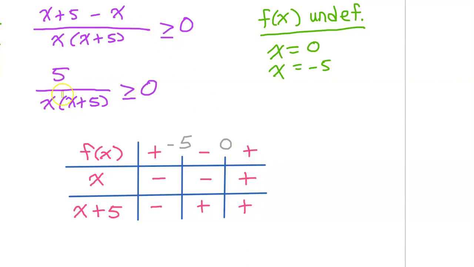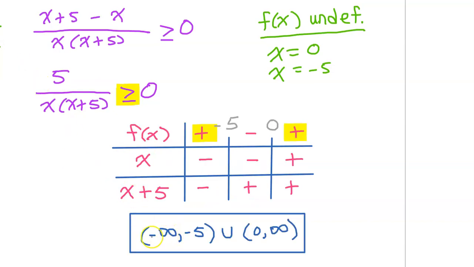The solutions are the values that cause f of x to be greater than or equal to 0. So the solutions will be in the intervals where f of x will be positive. So the solution set goes from negative infinity to negative 5, union 0 to infinity. Notice that I used parentheses on the negative 5 and the 0, even though we have greater than or equal to 0. That's because f of x is undefined at 0 and negative 5. And undefined values cannot be included in the solution set.